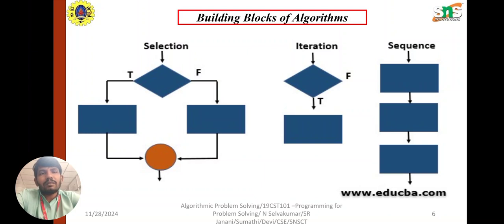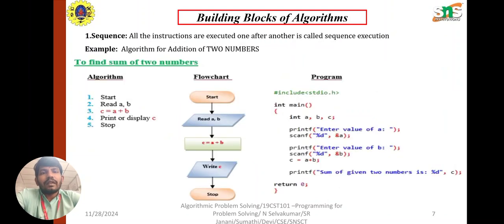Selection means a true or false condition. Iteration is also a true or false condition. If the condition is true, it is going to end. If it is false, it is going to start again from the beginning. That is the iteration. Sequence means one-by-one execution.